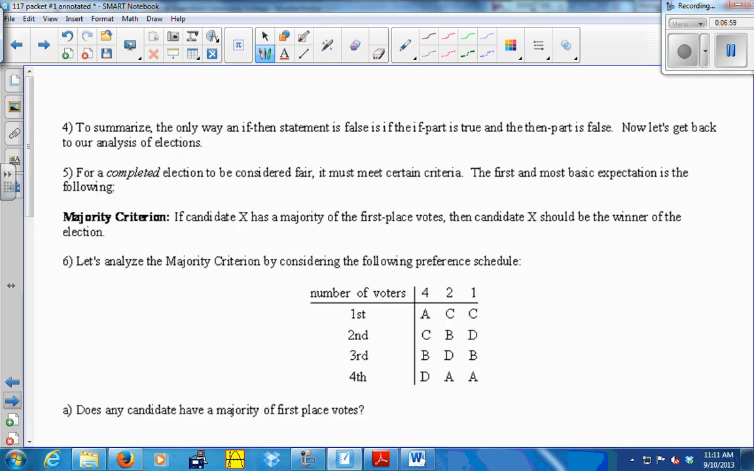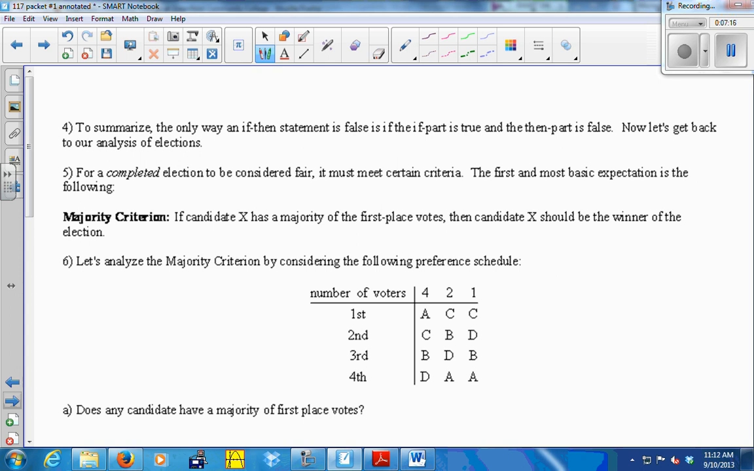The only way an if-then statement is false is if the if part is true and the then part is false, right? The weather's okay, but I didn't run. Okay. All right, so now we're going to get back to our analysis of elections. You'll see how it ties in.